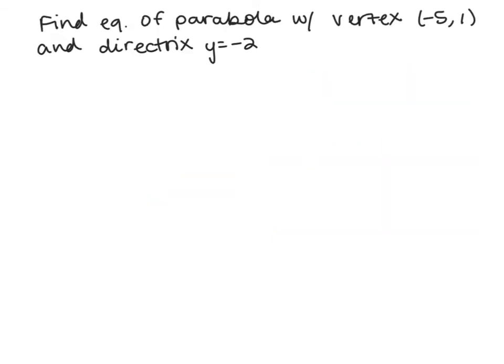Okay, so one more same deal. We have a vertex of (-5, 1), a directrix of y equals -2, so that's the horizontal line. And we know the parabola is going to open away from the directrix, so we already know that the parabola is going to open up and the focus should be above that vertex.